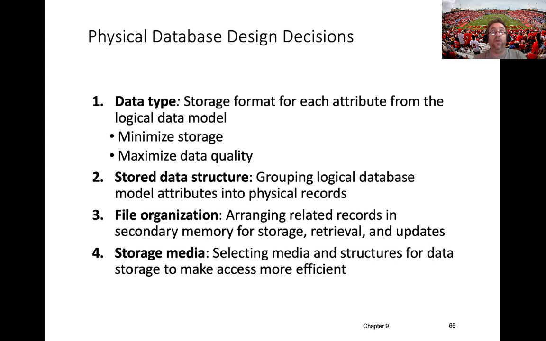Right, so physical database design decisions. What are the decisions we're going to make? What's the data type we're going to have for each attribute, predicated on our need to minimize storage and maximize our data quality? How are we going to store? What's the structure we're going to use for storing our data? How are we going to organize our files? And what media are we going to use for storage?